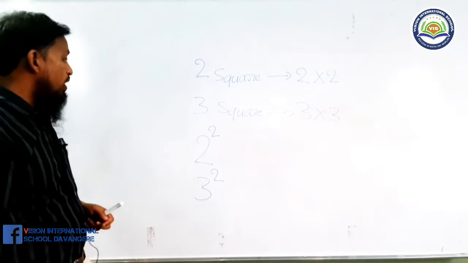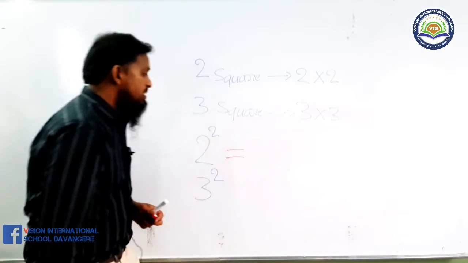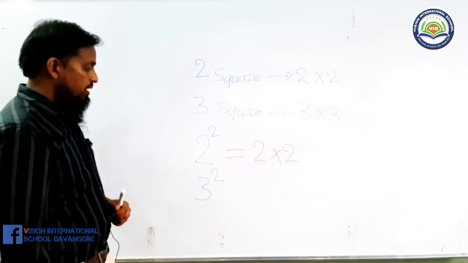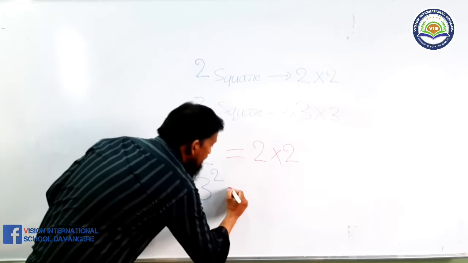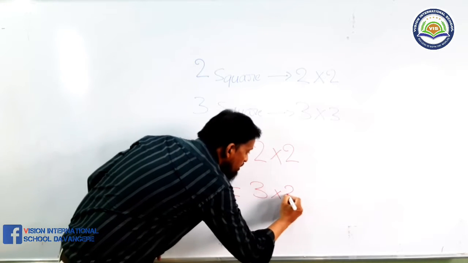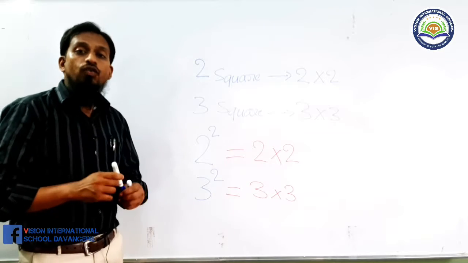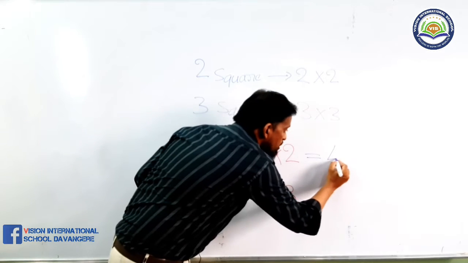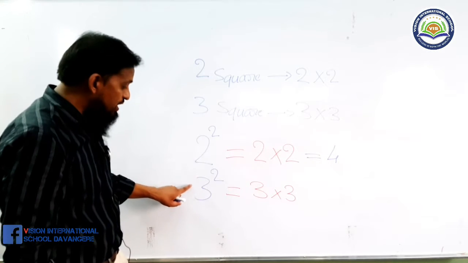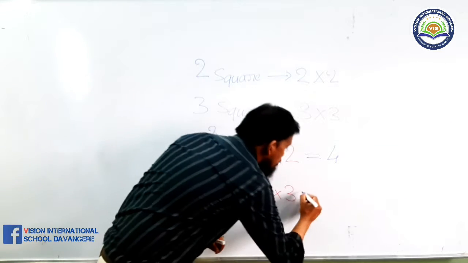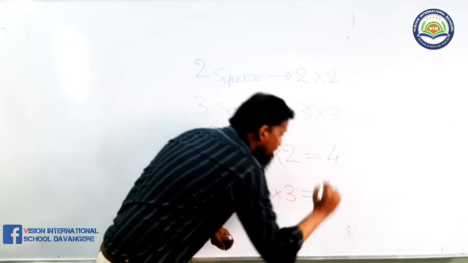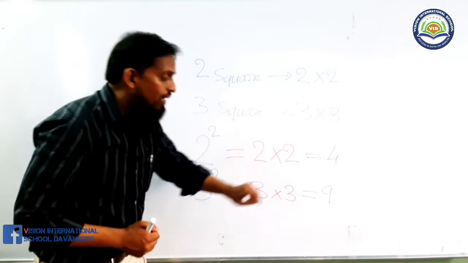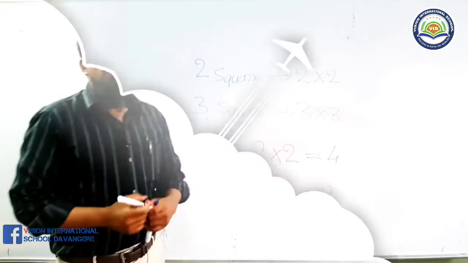Now, what do you mean by 2 square? 2 square means writing 2 for how many times? 2 times. Now, 3 square means writing 3 for how many times? 2 times. Now, what is the value of 2 square? The value of 2 square is 2 2s are how much? 4. Now, the value of 3 square is 3 3s are how much? 9. This is how we are representing and calculating the value of squares of numbers.